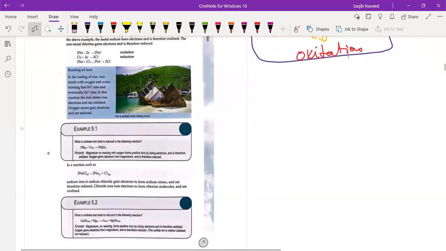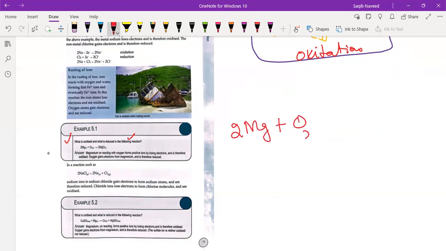Okay, look at this for you. What is oxidized and what is reduced in the following reaction? The equation you have is Mg plus O2 giving 2 MgO. So don't confuse these coefficients. These are used for balancing the equation. They have nothing to do with the change of charge or anything.